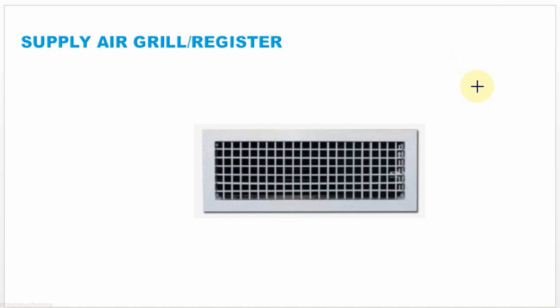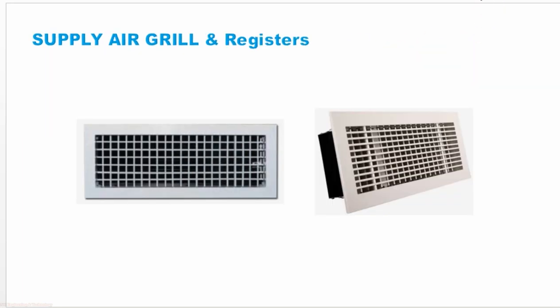Now we will study how to select a supply air grill or register. What is the difference between a supply air grill and a register? The supply air grill without damper, we call it a supply air grill, and the supply air grill where we fix the volume control damper on its neck, we call it a supply air register.